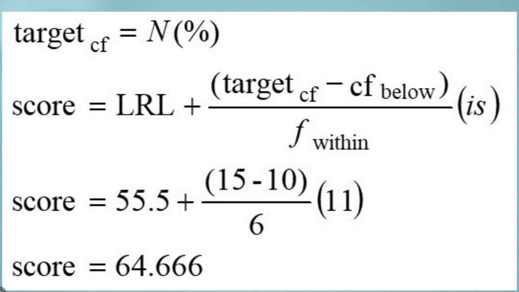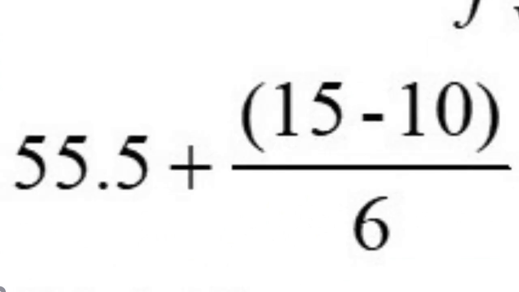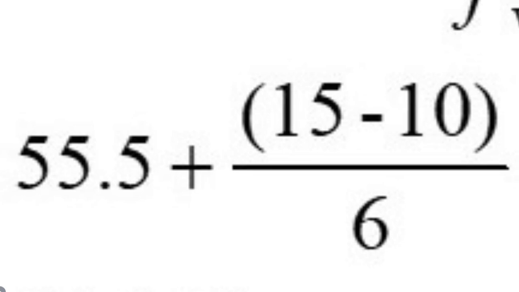Let's see how it works with a distribution that is a bit more than a simple distribution. Here's a grouped frequency distribution. What is the median score? First, we find target CF. We note there are 30 subjects, or 30 times 0.5 equals 15. We put the number in the formula. We will be looking for the score of the 15th person.